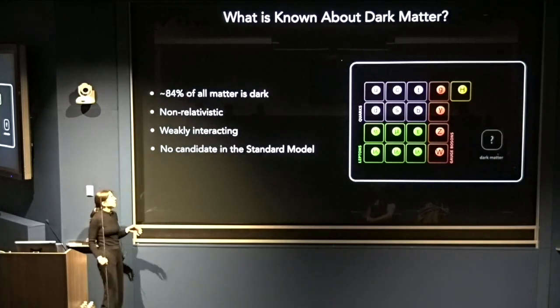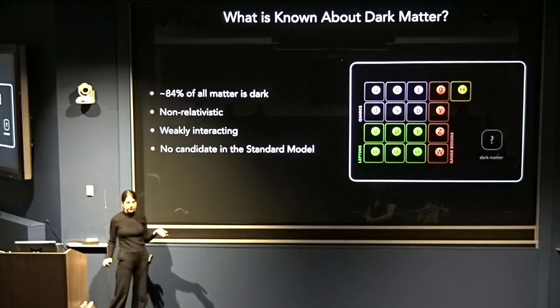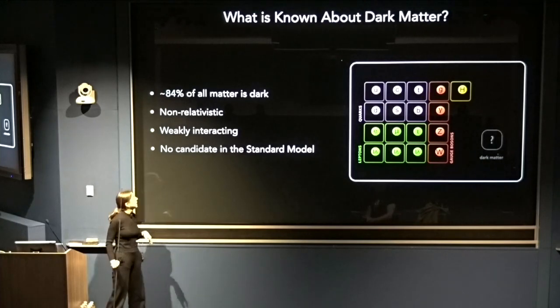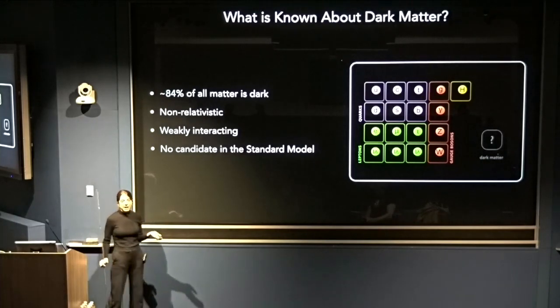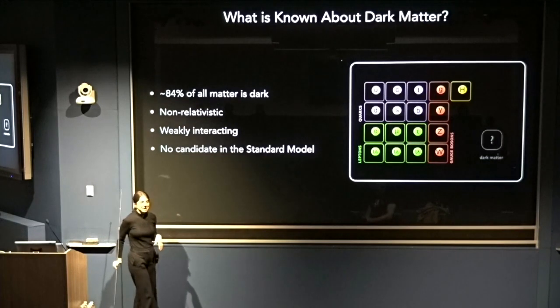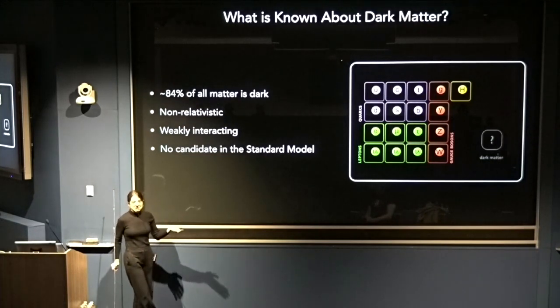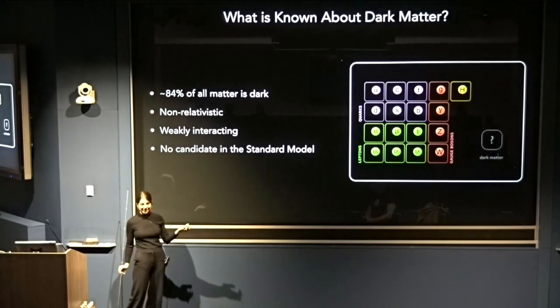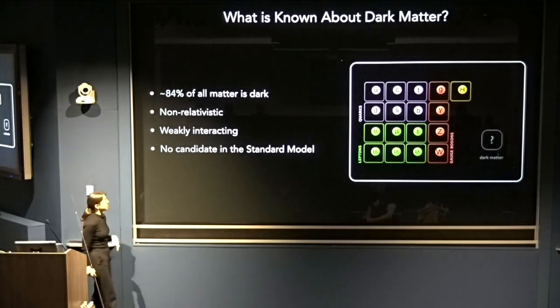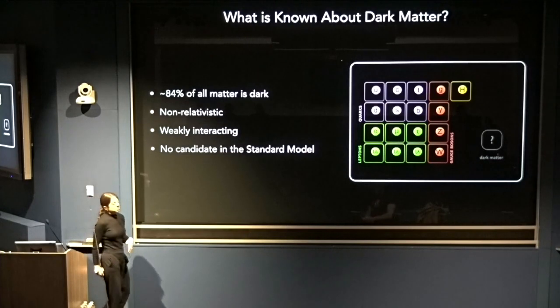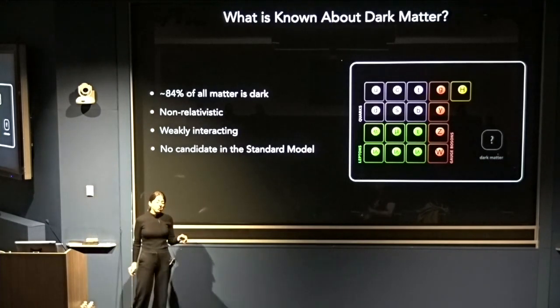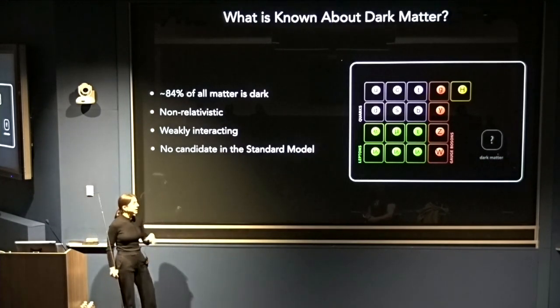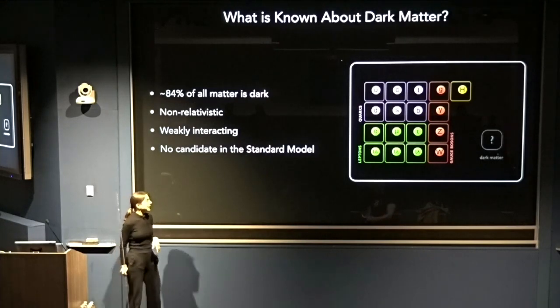What we do know about it is that it's non-relativistic, so it's not moving terribly fast, and it's weakly interacting. And by weakly interacting, I just mean we haven't been able to see it, so it can't interact with light. And so we can make statements like that, and that tells us that if it had been interacting more strongly, we would have been able to detect it, and we haven't yet, other than through gravity. Now we can ask, well, is there any other particle that we already know exists that can explain this? And the answer is no.